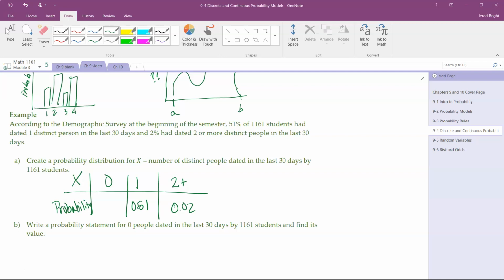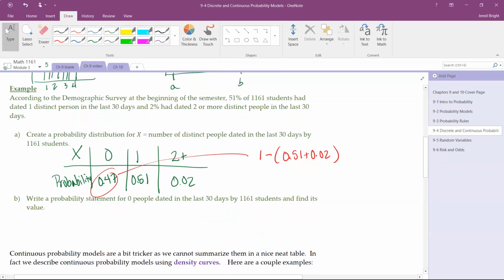I'm really stuck. I cry a little bit, and then I remember, let's go back to the probability rules. All the probabilities are between 0 and 1, that's fine here. And all the probabilities sum to 1. So then I can add these all up: 0.51 plus 0.02 is 0.53, and subtracted from 1, 0.47. What I did was a little bit of mental math: 1 minus (0.51 plus 0.02). So I used that complement rule, or I just knew that everything had to add to 1. So there's my probability distribution. Done. Moving on.